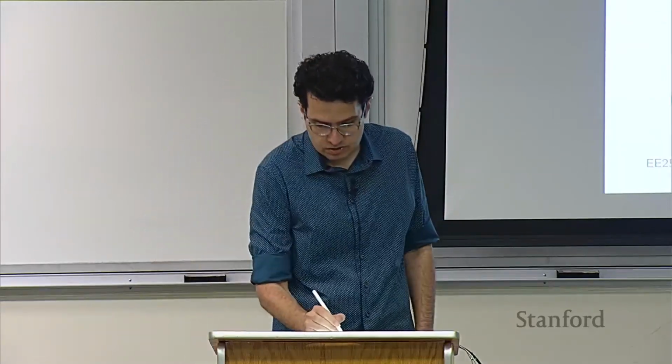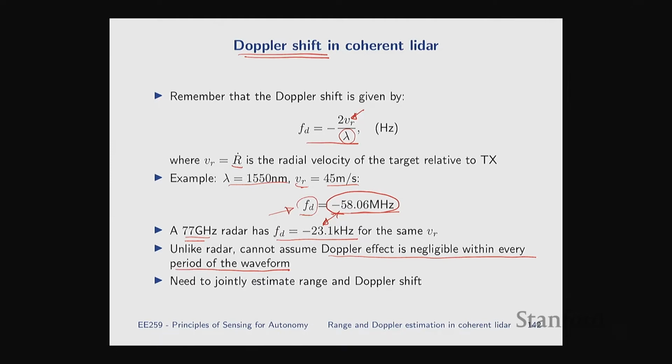For LiDAR, we cannot do that, because even with one period of your waveform, if you're doing an FMCW LiDAR and you just look at one chirp, within that chirp time, which could be just microseconds, the Doppler effect is so significant that it cannot be ignored. So mathematically, we now need to solve for LiDAR a joint estimation problem. We need to simultaneously estimate both range and velocity, or both range and Doppler shift. It becomes a joint estimation problem that cannot be decoupled like we did for radar.